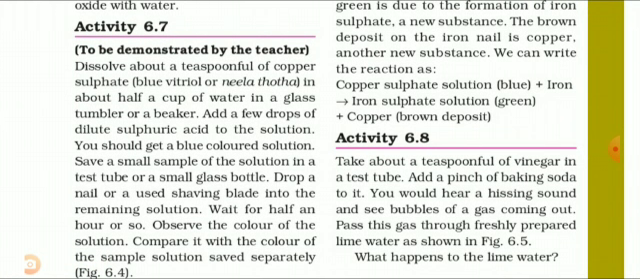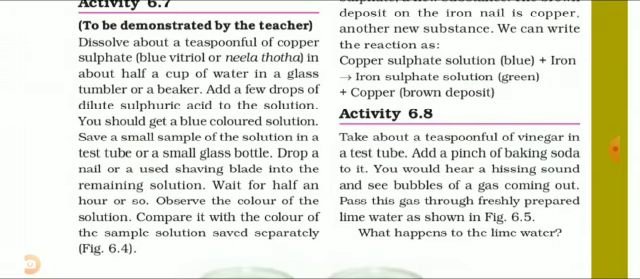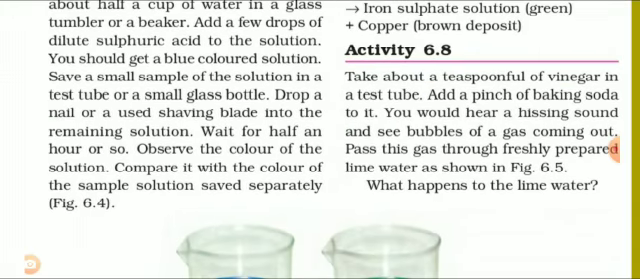So in this experiment we have to dissolve about a teaspoon of copper sulphate. It's a chemical which is also known as blue vitriol or Neela thotha, its common name. So we have to take a teaspoonful of copper sulphate in about half a cup of water in a glass tumbler or a beaker, right? Add a few drops of dilute sulfuric acid, that is H2SO4, in this solution.